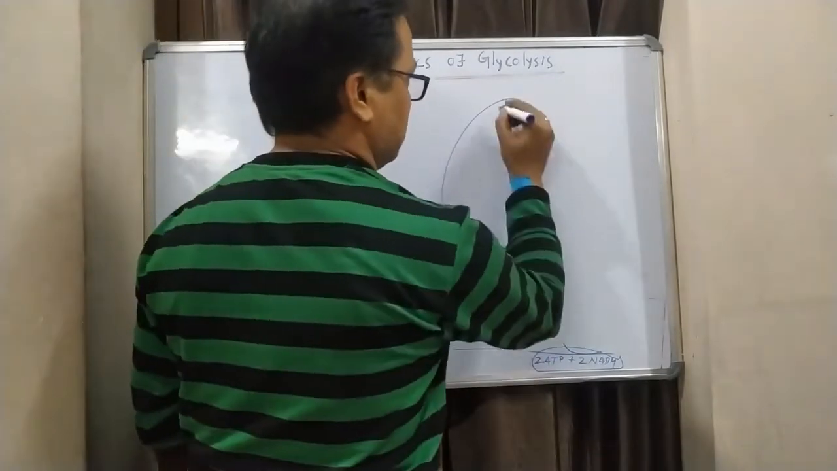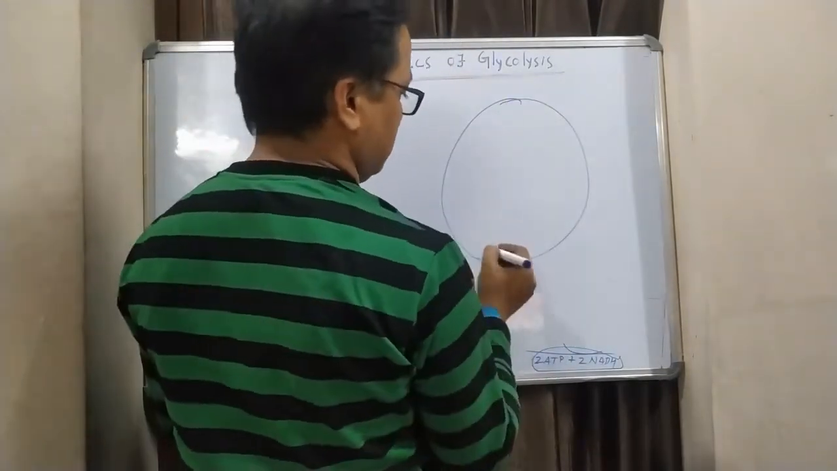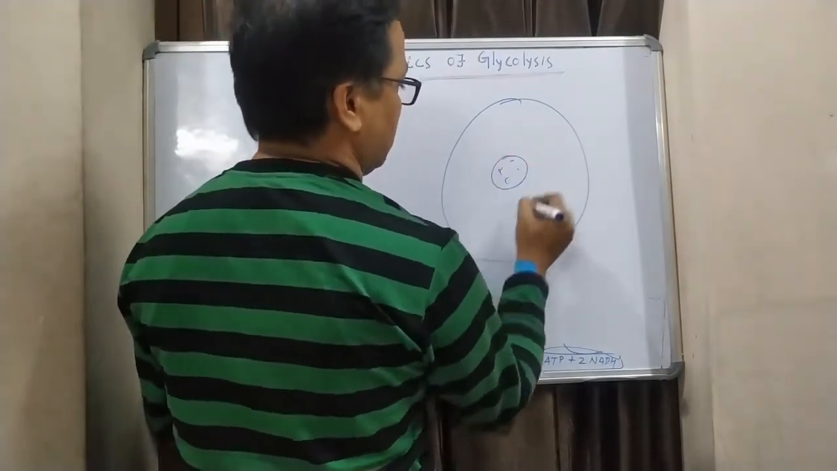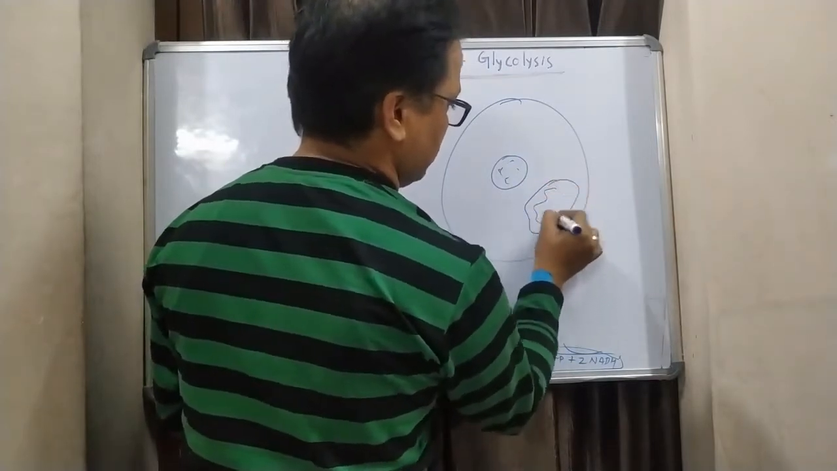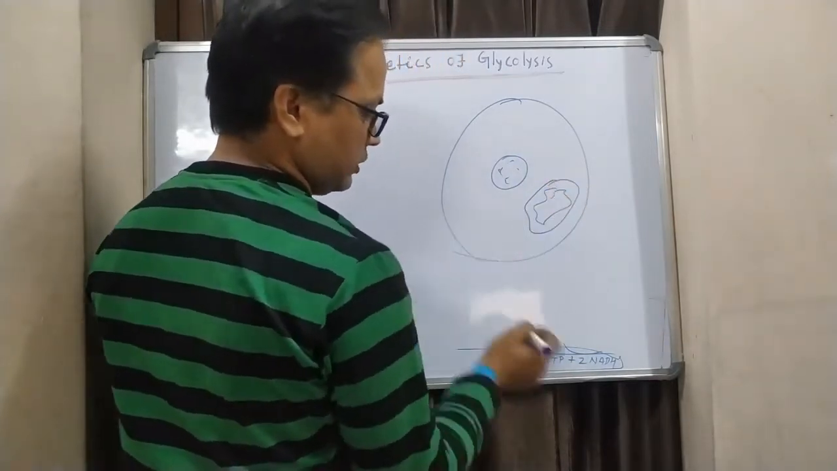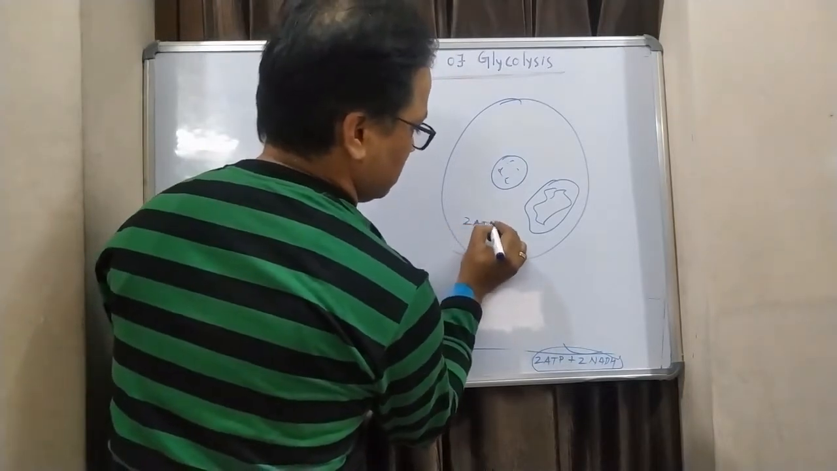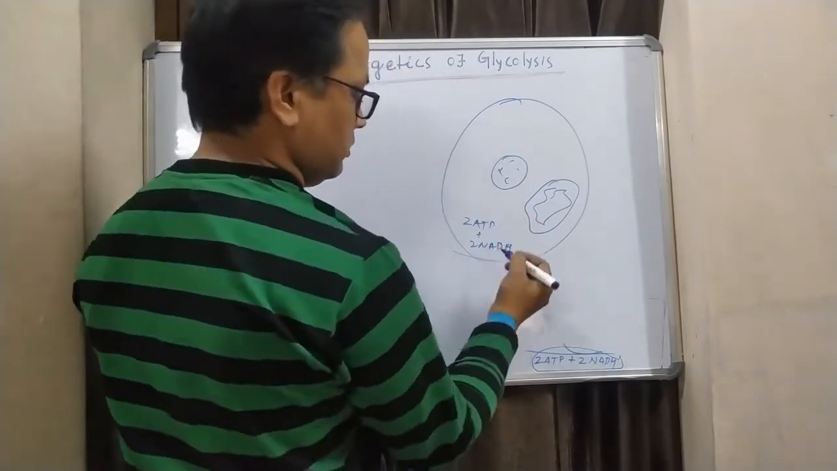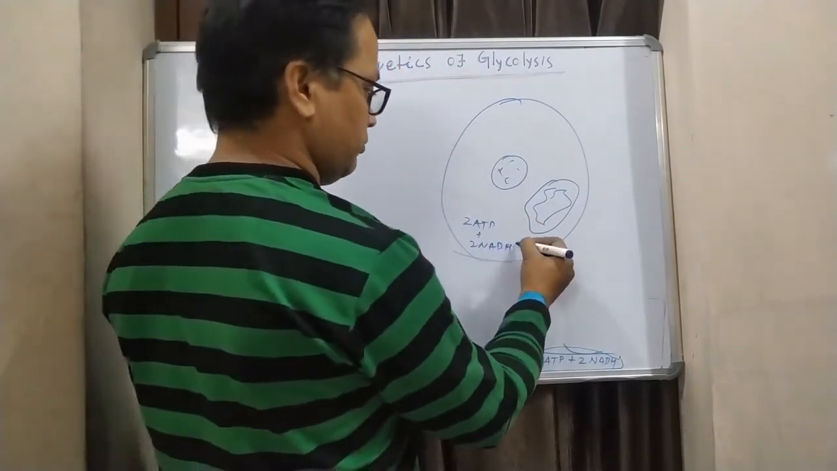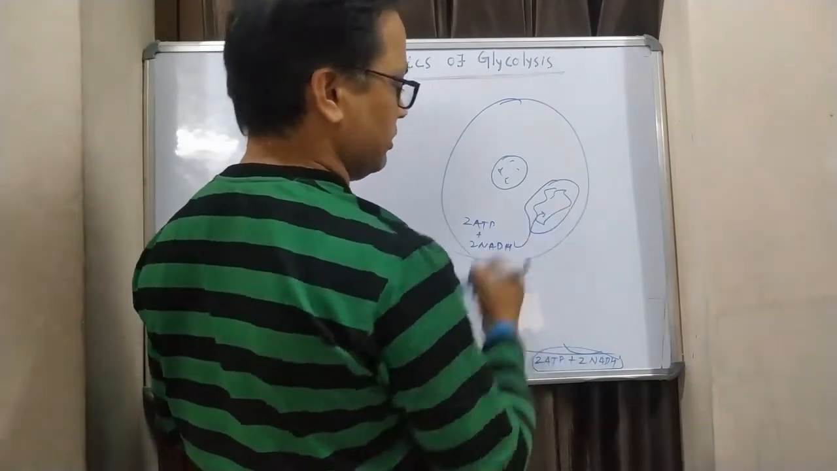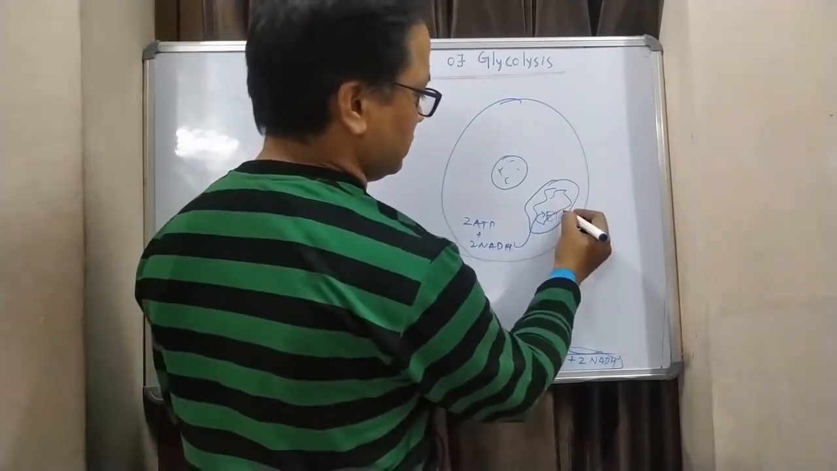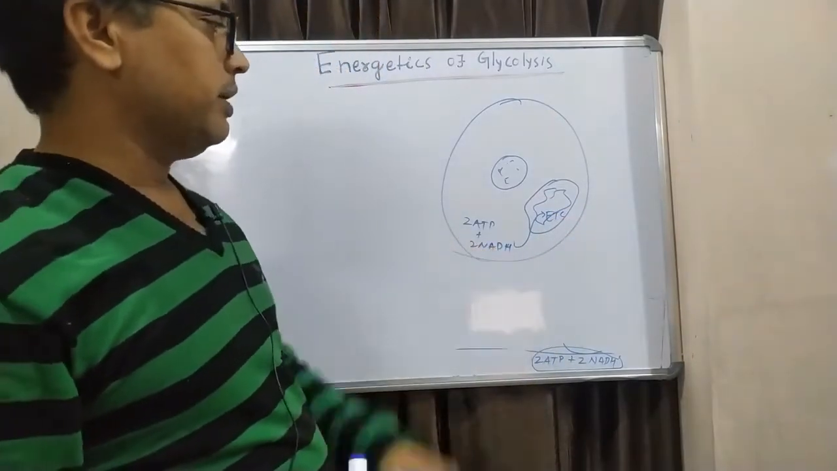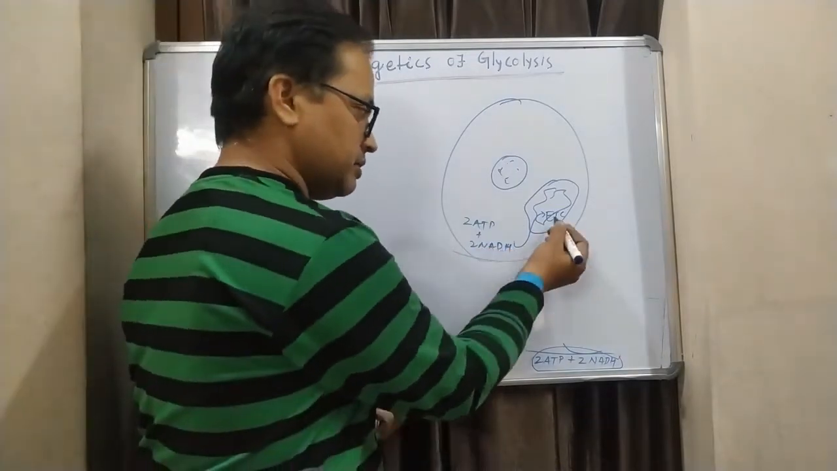This is our cell. In our cell, glycolysis occurs in the cytoplasm. We have the nucleus, and this is our mitochondria. So in the cytoplasm we have produced 2 ATP plus 2 NADH. This NADH will give us energy as ATP, but for that it has to go to the mitochondria, where we have the electron transport chain. There oxidative phosphorylation will take place and we will get ATP.